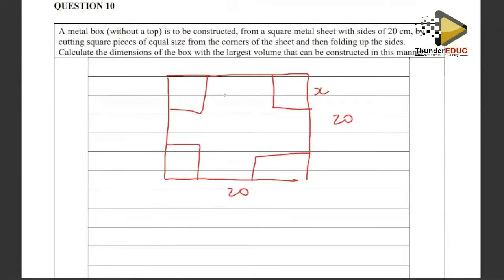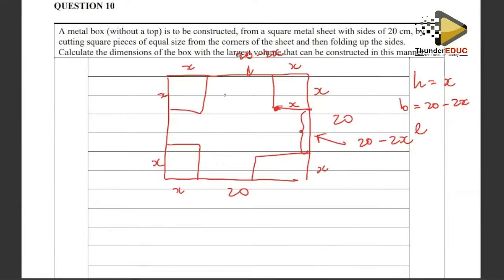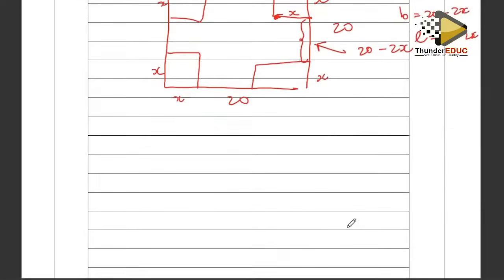So if that is x, that is x, and everywhere it's x, meaning that the distance that we're going to be left with here is going to be 20 minus 2x. So even this side is going to be 20 minus 2x. But then when you're doing the folding, this x becomes the height. So our height is x. Our breadth is 20 minus 2x. Our length is 20 minus 2x. Remember, it's a square, so it's going to be the same distance.